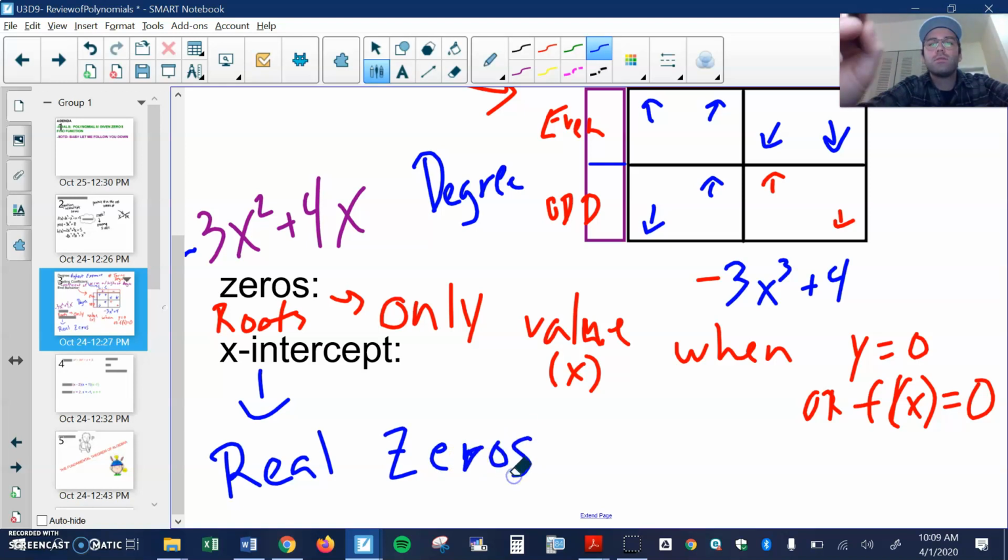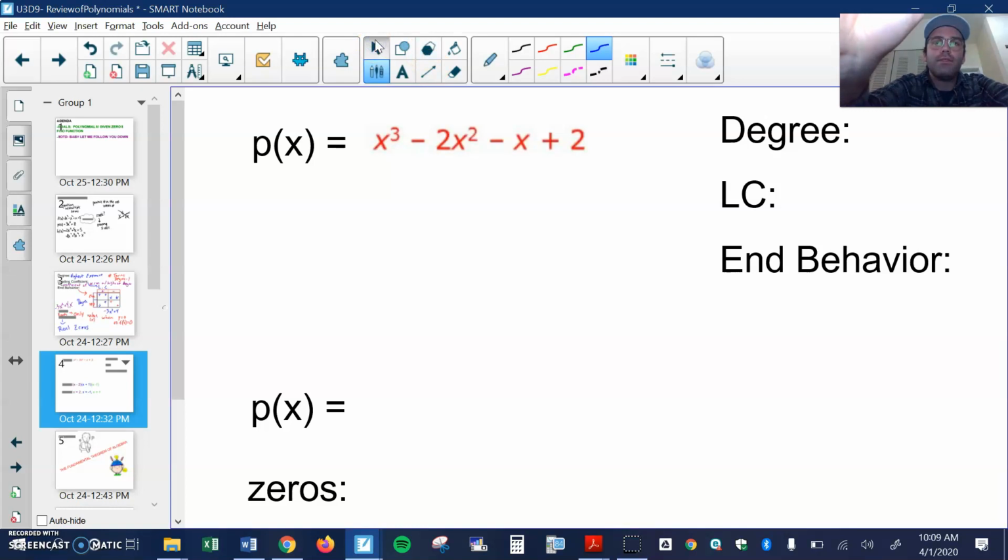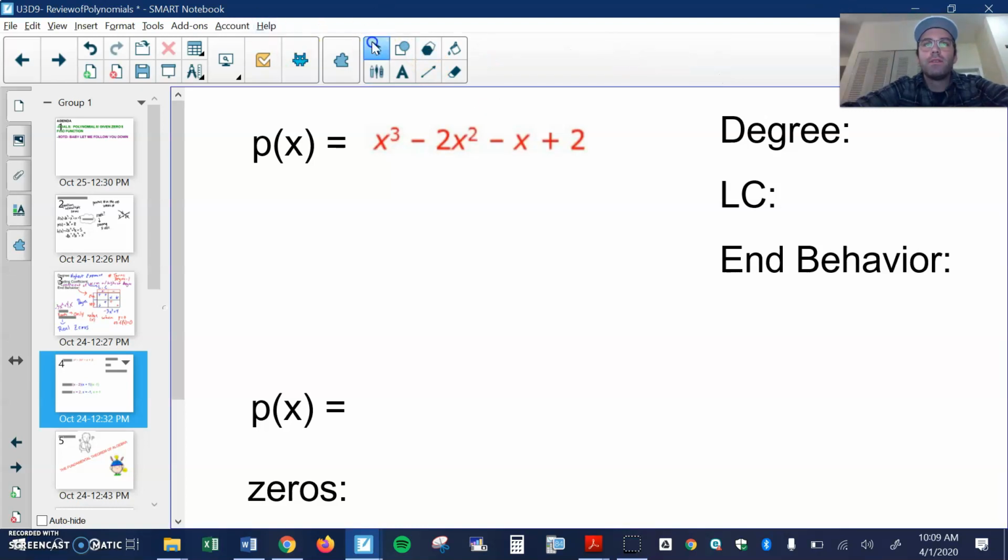Why is this lagging so hard? All right, real zeros. Pause for a second. Something's going on with my pen. I'm not sure what, but we're just going to have to battle here. But anyway, let's flip to the next part.